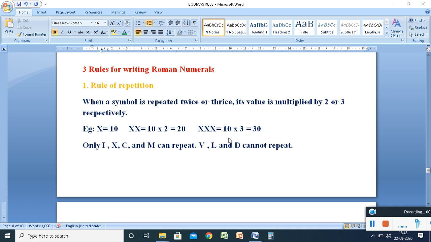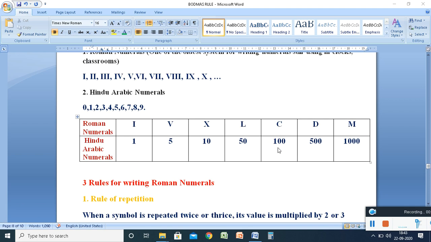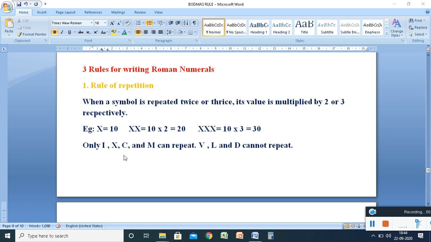XXXX does not have a value. Only I, X, C and M can repeat. Only these symbols can repeat. For example, you can write CC. C is nothing but 100, so CC means 100 into 2, which is equal to 200. And the symbols V, L, D cannot be repeated.